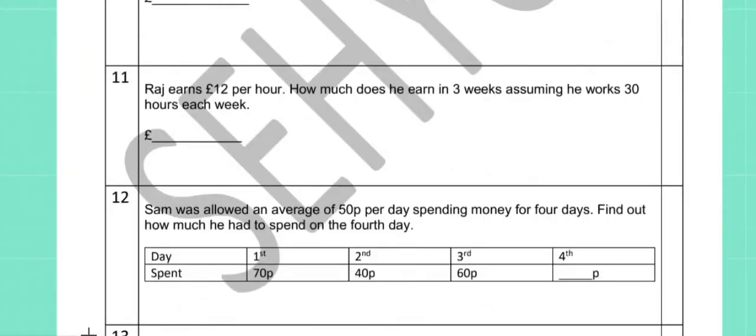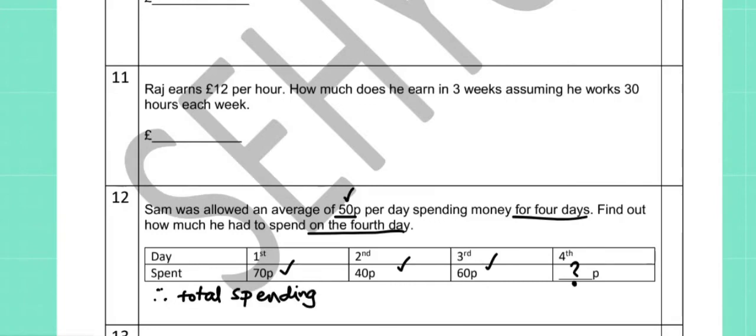Question number 12. Sam was allowed an average of 50 pence per day for 4 days, and for the first 3 days his spendings have been given. We have to find his spending for the 4th day. So, which means we will first find out the total spending of 4 days by multiplying 50 pence of each day with the number of days.